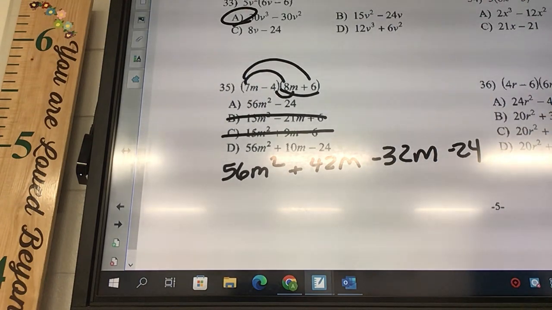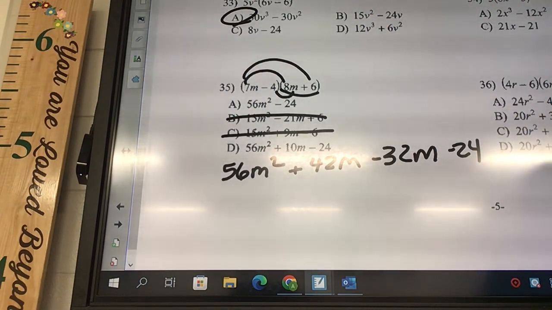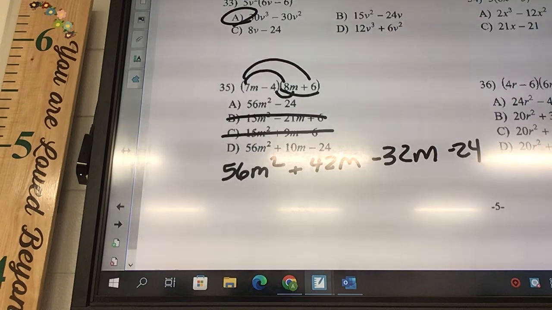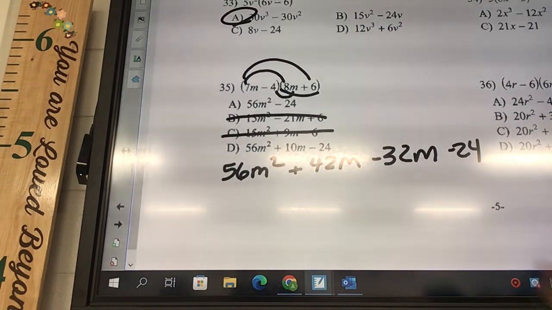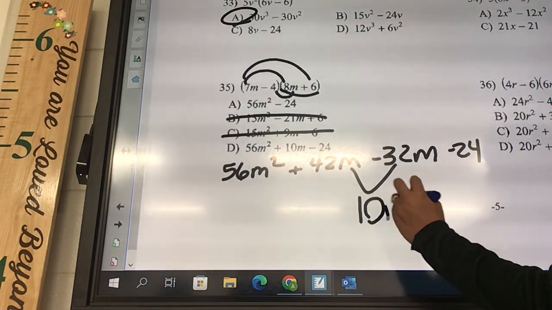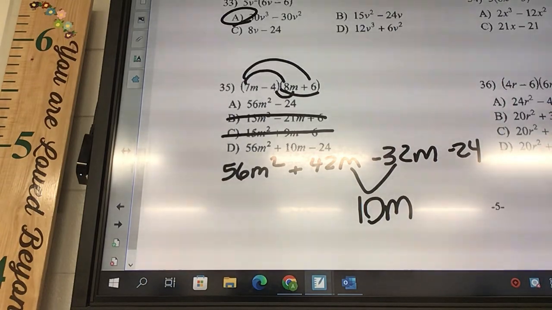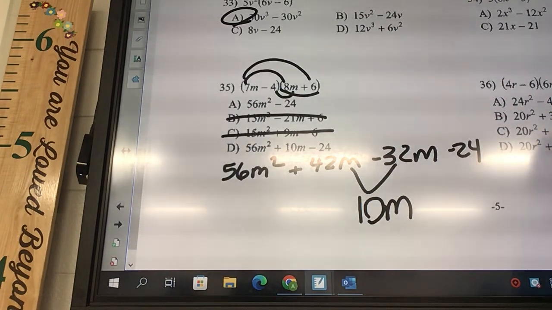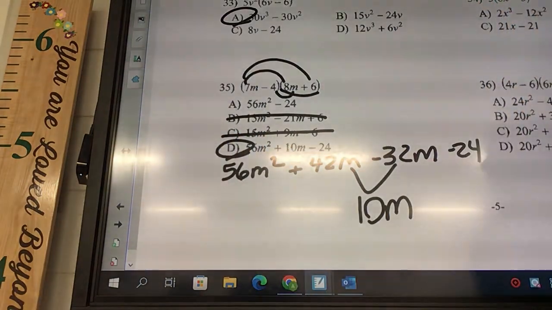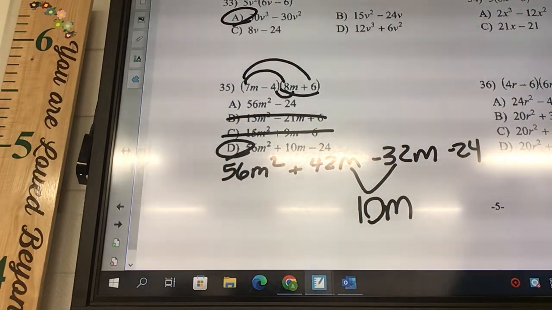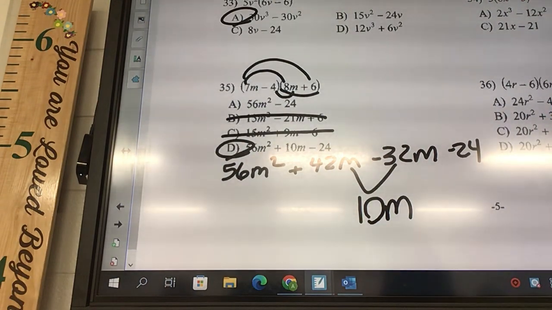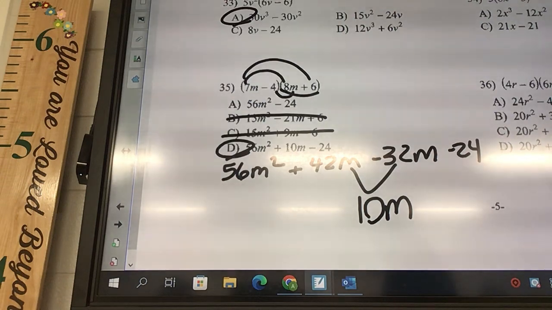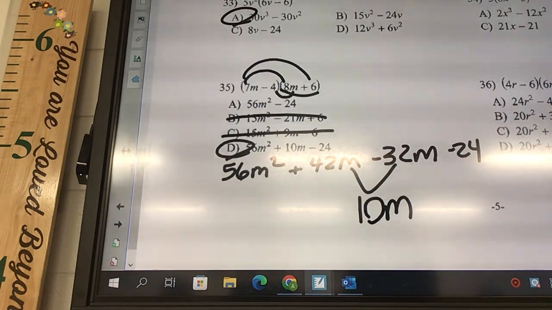What gets combined? Yeah, and what's that going to give me? A 10. So my middle piece is going to be a 10M. What answer choice is that? D. Oh, we got 5 left.